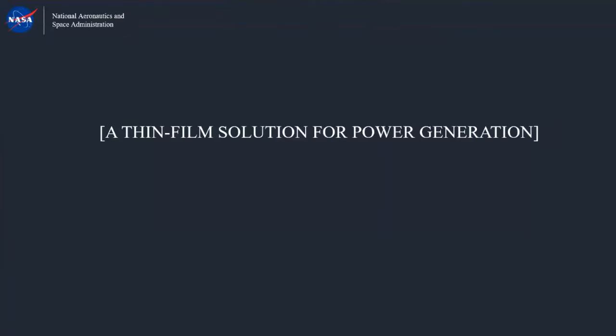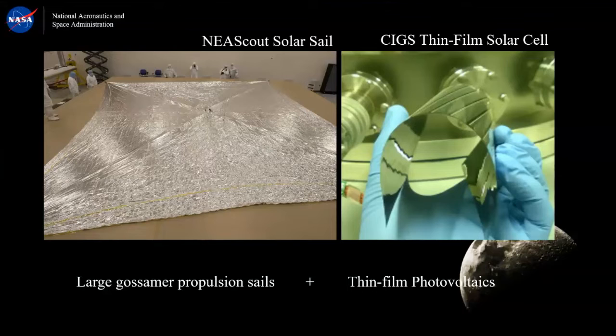And so we at Marshall have been working on a thin film solution to solve this. Essentially, we're looking at solar sails. These are large gossamer propulsion sails. For those of you unfamiliar, they use photon reflection to actually generate thrust in space.